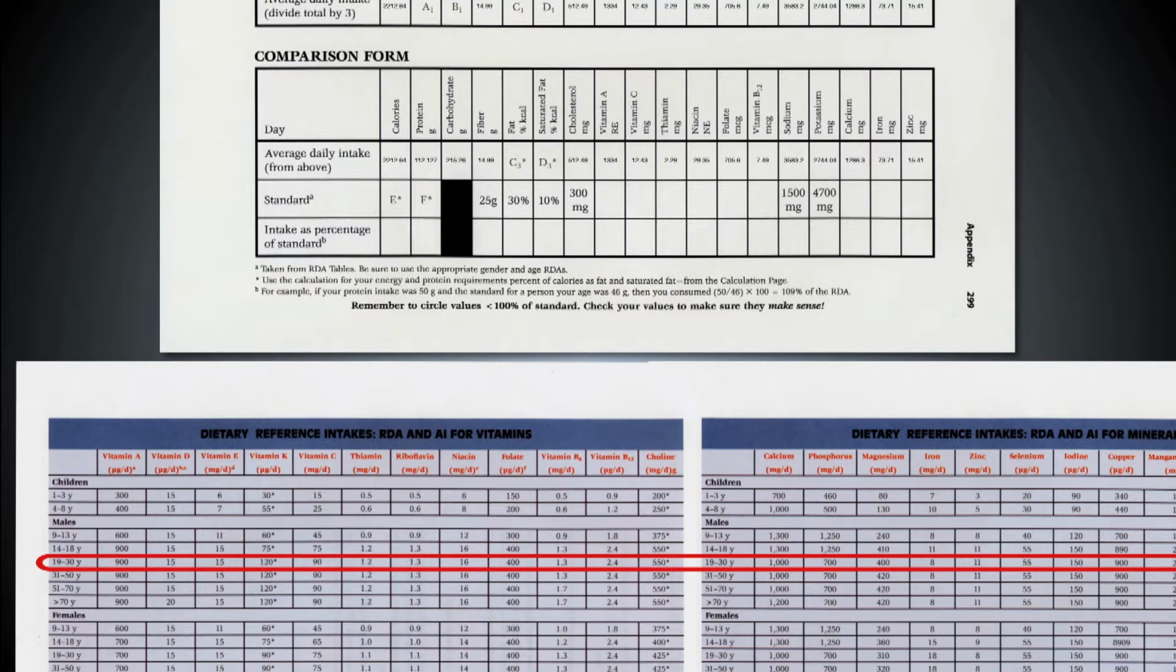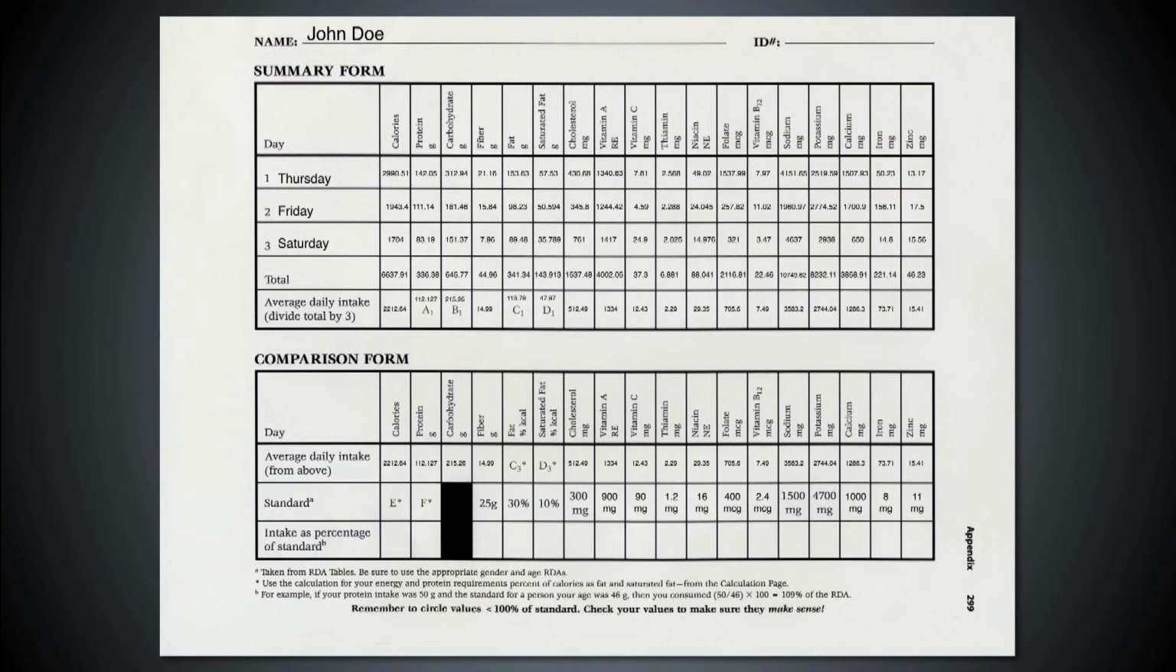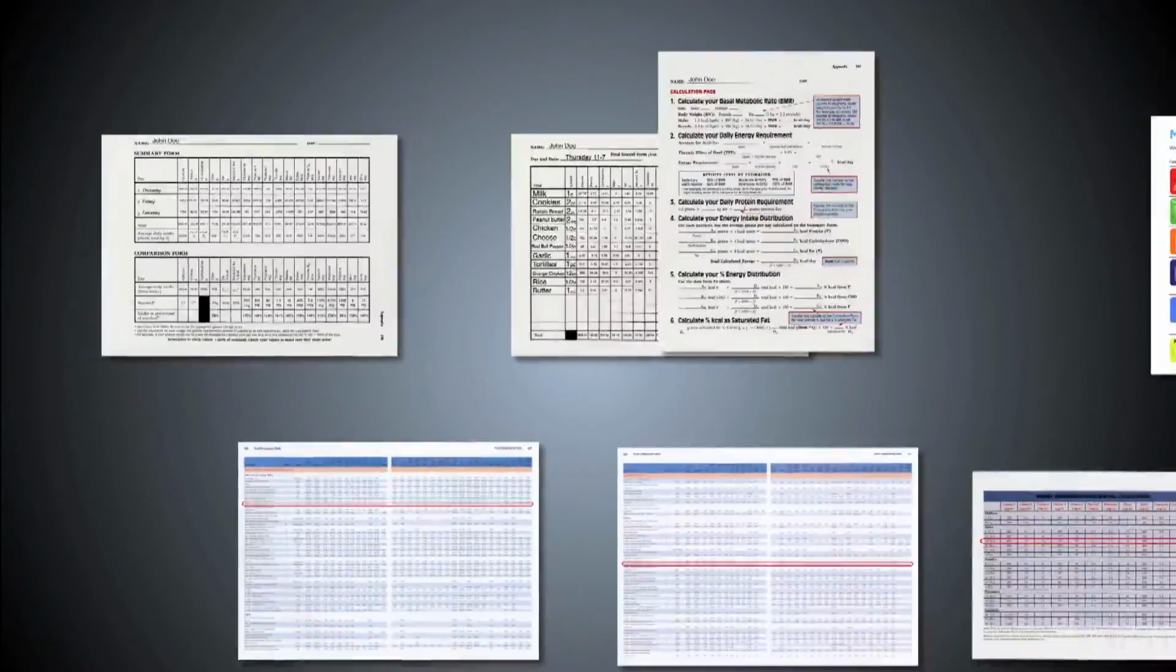So, if you're a 20-year-old male, you will fill in 900 for vitamin A, 90 for vitamin C, 1.2 for thiamine, and so on and so forth. To finish up the comparison form, all you have left is to divide your average daily intake by your standard and multiply by 100 to get a percent. Let's move on to the calculations page.